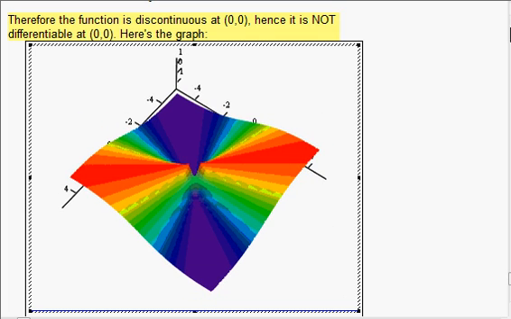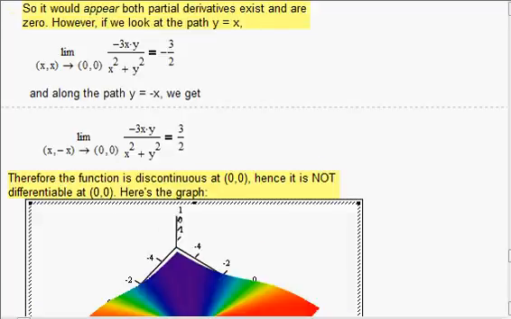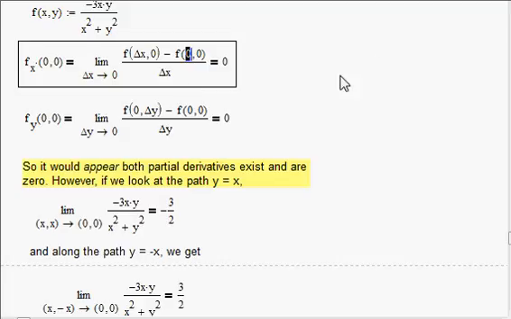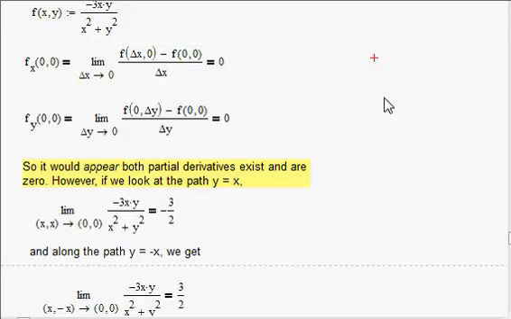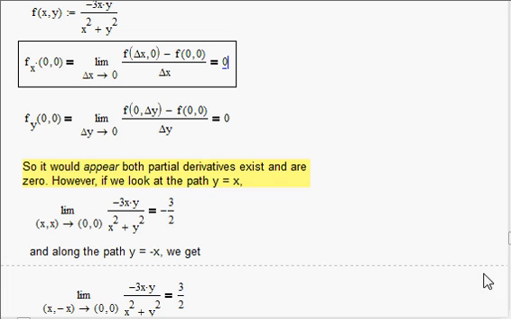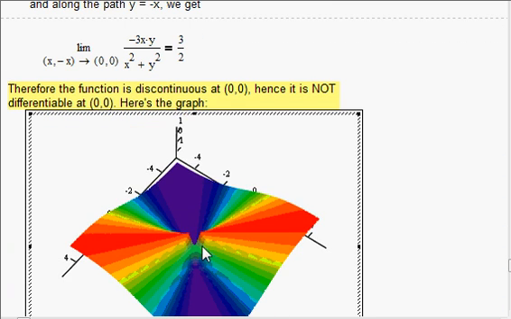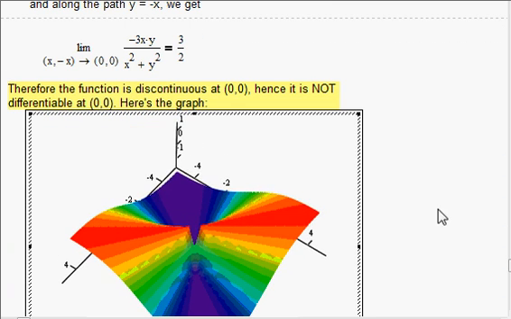And so obviously it's not differentiable there, but we could have been faked out into thinking that it was, especially when we looked at the partial derivative with respect to x at the origin and the partial derivative with respect to y at the origin, getting 0. But of course it wasn't continuous, so that couldn't happen.